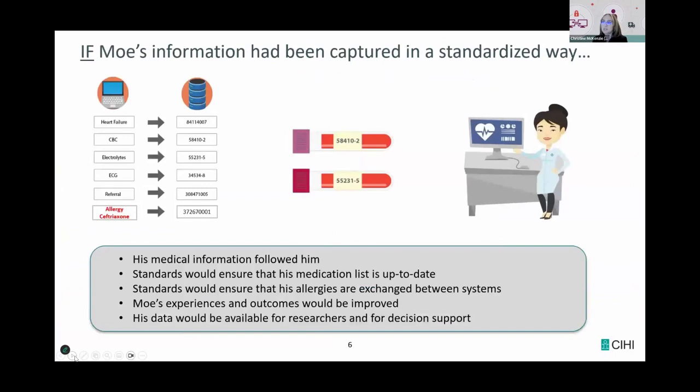So if the information had been captured in a standardized way, Mo's information would have followed him from BC to Ontario. Those providers would have known that he had heart failure. The standards would have ensured that his medication list was up to date and available to the providers. The allergy to ceftriaxone would have been exchanged between the systems, and overall Mo's experiences and outcomes would have been improved. And all of that information that was collected about Mo would be available for researchers and decision support.